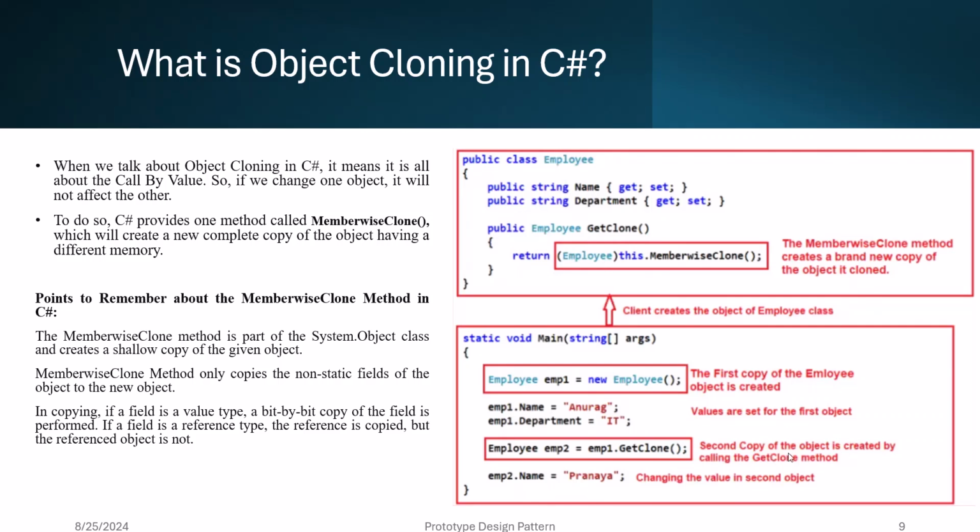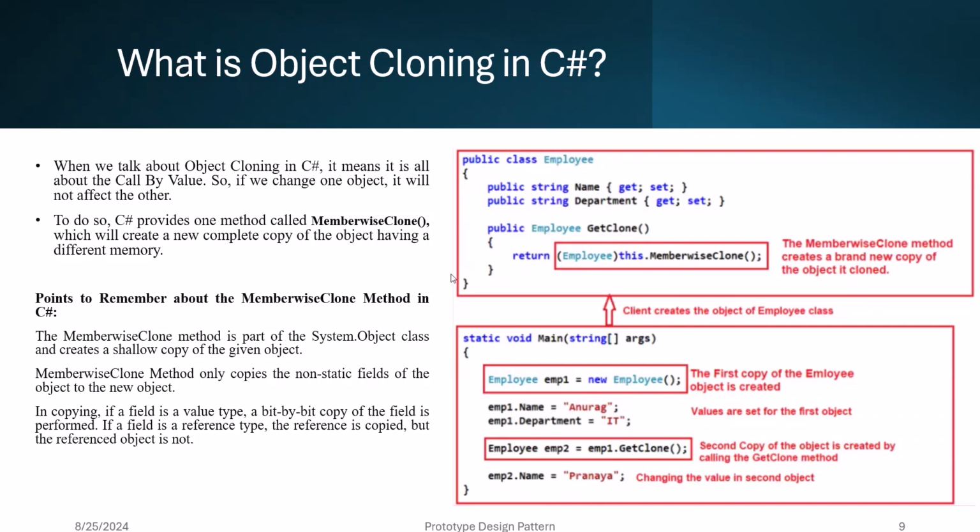Here we are calling this get clone method from this employee class. And how it is working in this get clone method, we are returning the MemberwiseClone method. We are calling this MemberwiseClone method to create a brand new copy of the object which is a clone, right? So we are directly calling this MemberwiseClone method here, which is inbuilt in C#.